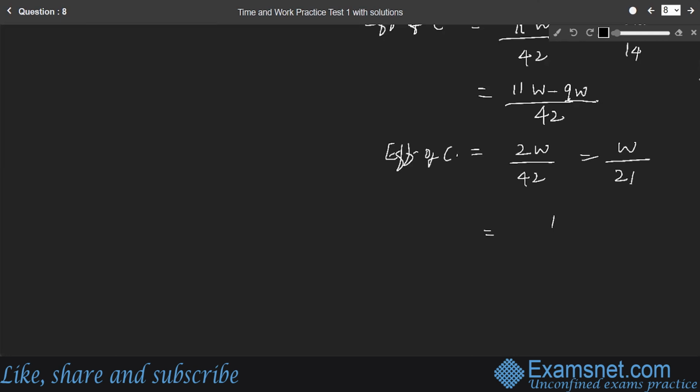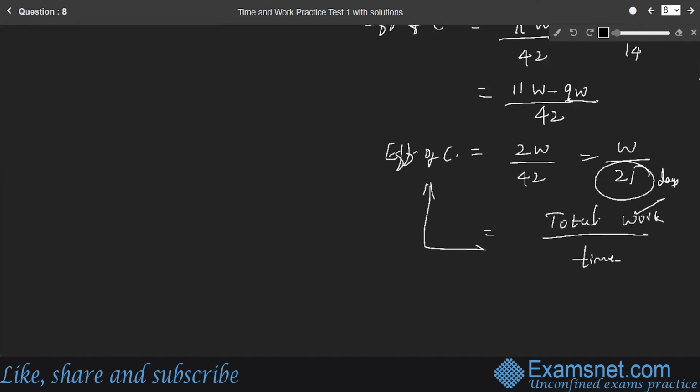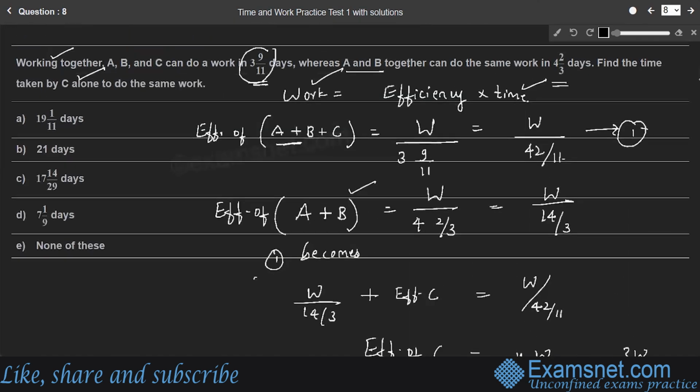Efficiency is nothing but total work by number of days, total work by time. Time taken by whom? Time taken by C. Therefore, C takes 21 days to complete the total work. So according to the formula, efficiency is work by time, so efficiency of C is total work by 21. The question is to find the time taken by C alone to do the same work. C takes 21 days. Option B is the right answer.